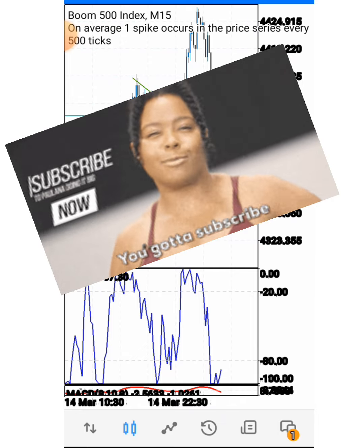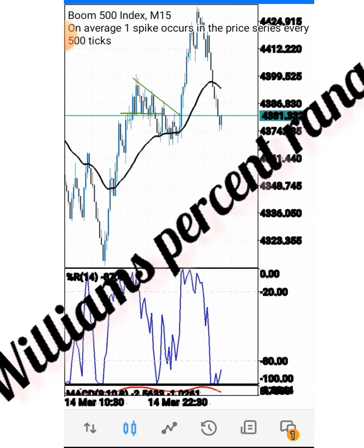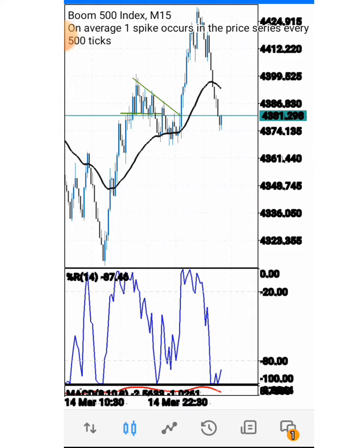Today I will be teaching you on an indicator. I'm using an indicator, window 1, that you can use to catch the spike in Boom 500 and also trade the candlestick. So before I hop into the tutorial, let me quickly show you the settings.